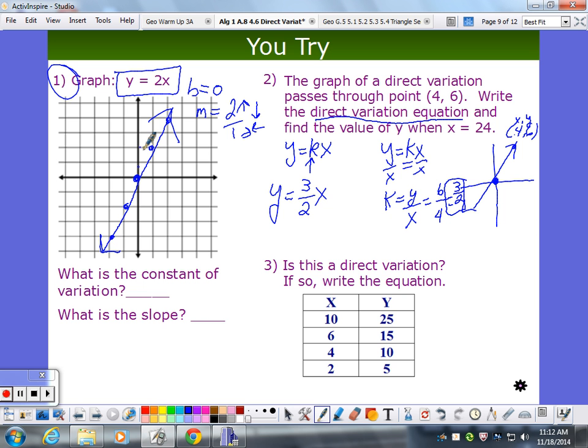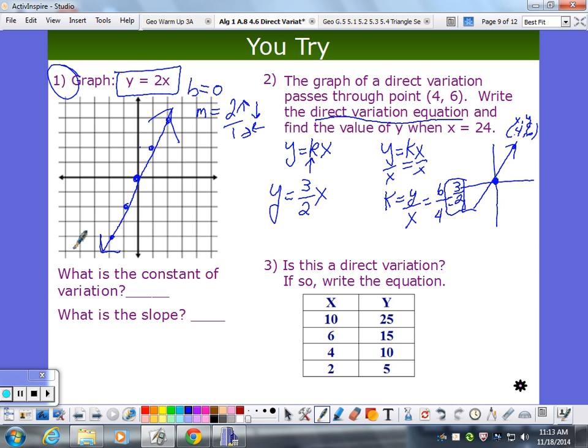I didn't notice this. What's the constant of variation for this one? Did I finish number 2? What else do I have to do with 2? Oh, you're right. Oh, all right, I'm having a bad day, aren't I? Let's finish number 1 and then we'll finish number 2.